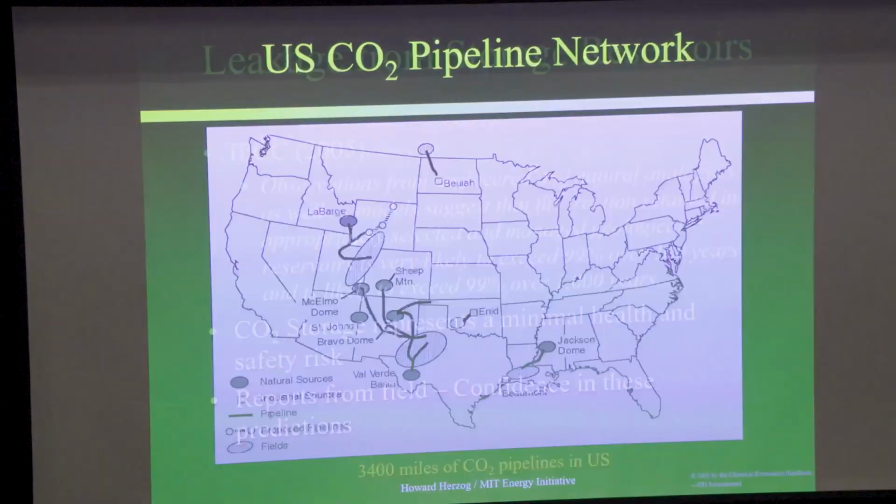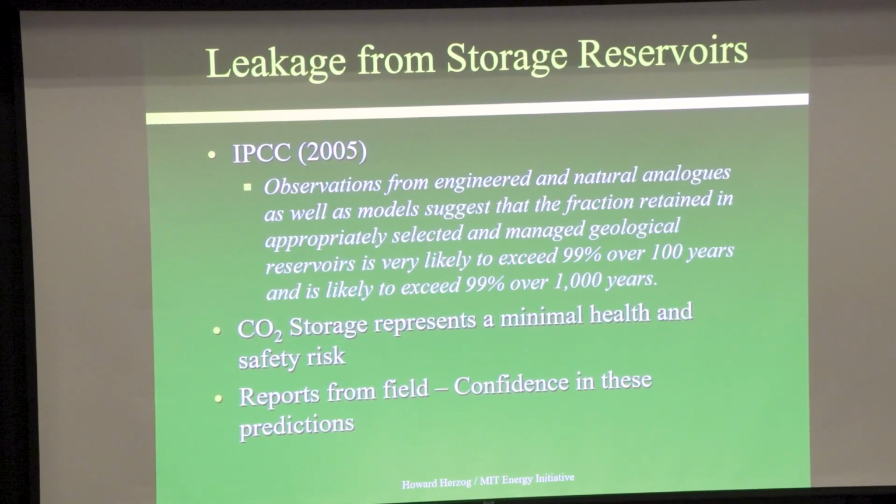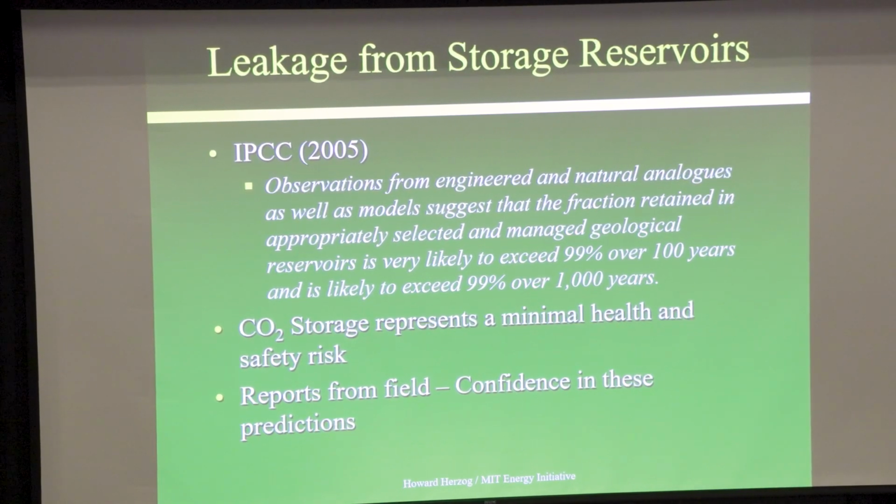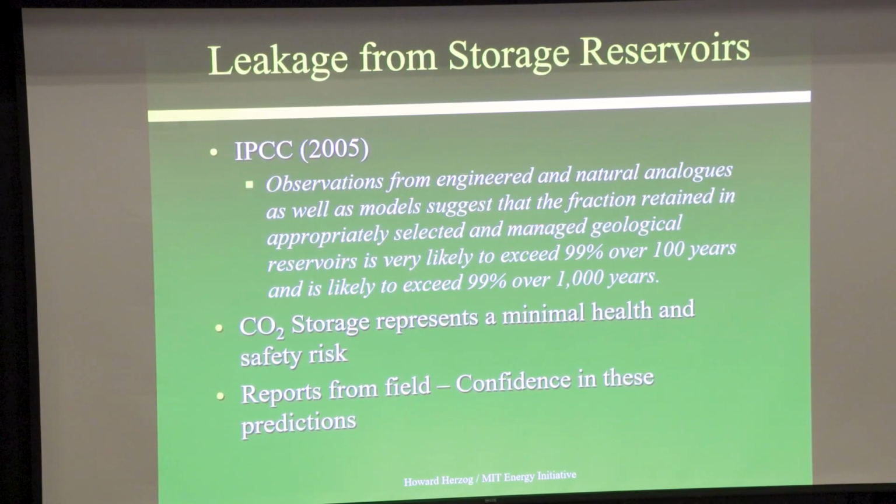Go through some of these other things in these slides here. So in the IPCC report, a couple of the biggest challenges were what to say about the long-term integrity and the capacity. There were quite a few fights over the exact wording, and this is the wording that we came out with. It says observations from engineered and natural analogs, as well as models, suggest the fraction retained, so that's the opposite of leakage, in appropriately selected and managed geological reservoirs is likely to exceed 99% over 100 years, and likely to exceed 99% over 1,000 years.